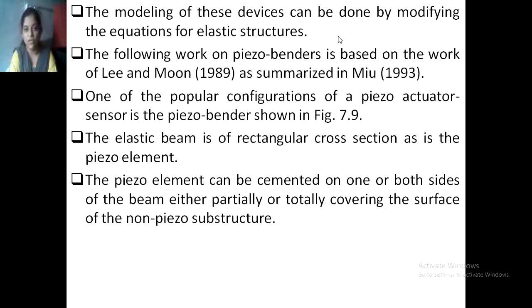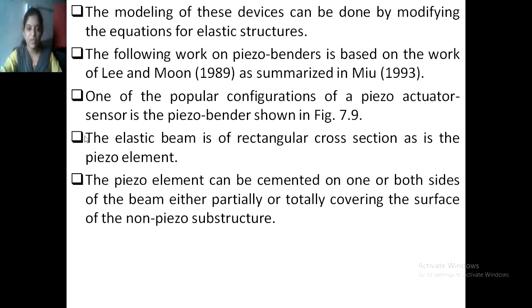The following work on piezo benders is based on the work of Lee and Moon, as summarized in New. One of the popular configurations of a piezo actuator or sensor is the piezo bender, which is shown in the following figure.